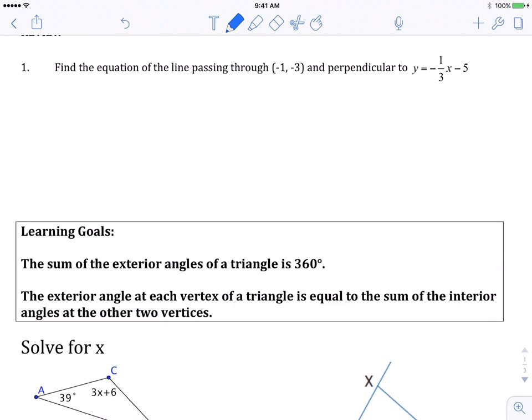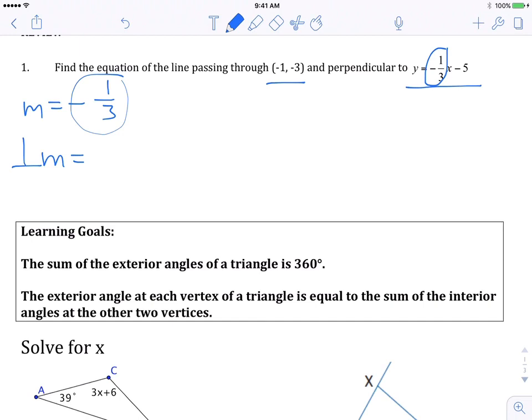So here we're going to find the equation of the line passing through -1, -3 that is perpendicular to y equal -1/3 x minus 5. Currently in y equal -1/3 x minus 5, we know our slope is -1/3. The perpendicular slope will be the negative reciprocal of -1/3, which just means flip and change the sign.